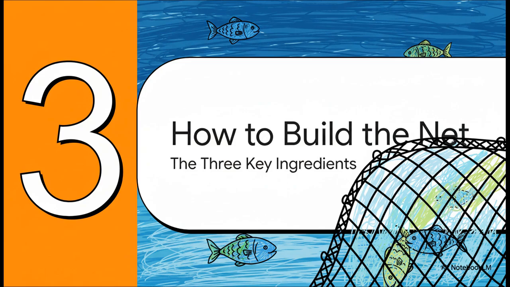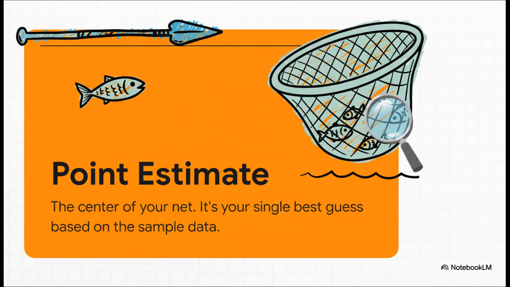So how do we actually weave this statistical net? It's not some kind of dark magic, I promise. It's really built from three pretty simple, logical ingredients. Let's break down what they are. First up, you've got the point estimate, which we've already met. This is the number you get right from your sample data, and it becomes the very center of your net. You can think of it as the spot you were aiming for when you first cast it out.